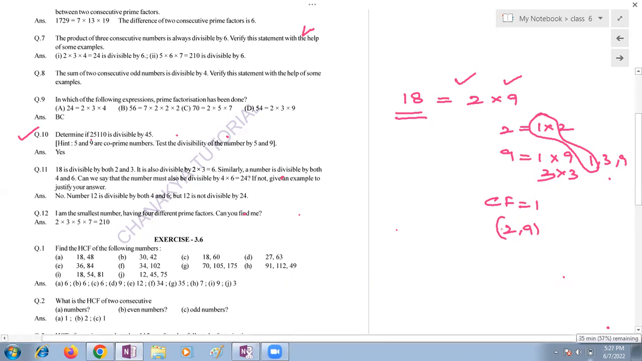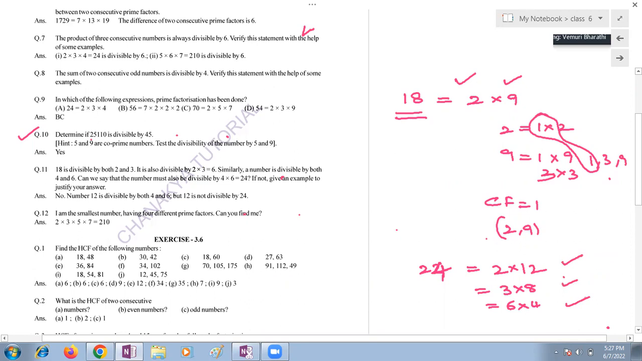Suppose I take 24. In how many ways can we express 24? 2 into 12. Or 3 into 8. Any other way? 4 into 6. Very good. 4 into 6 or 6 into 4, and 3 into 8. There are different ways we can express this 24.